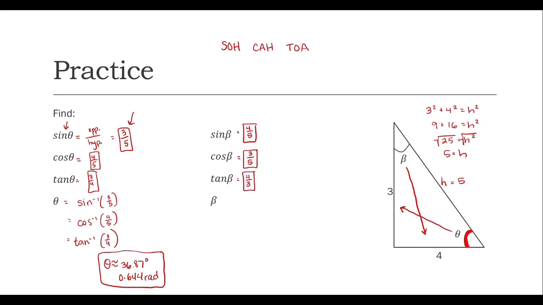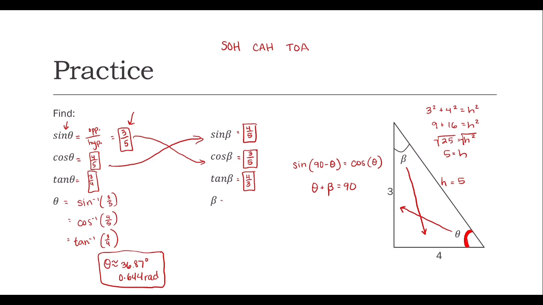If you notice here, your cosine of theta is equal to your sine of beta, and your sine of theta is equal to your cosine of beta. That's because sine of 90 minus theta equals cosine of theta. Since theta and beta add to 90 degrees, our cosine and sine are going to be equal to each other.